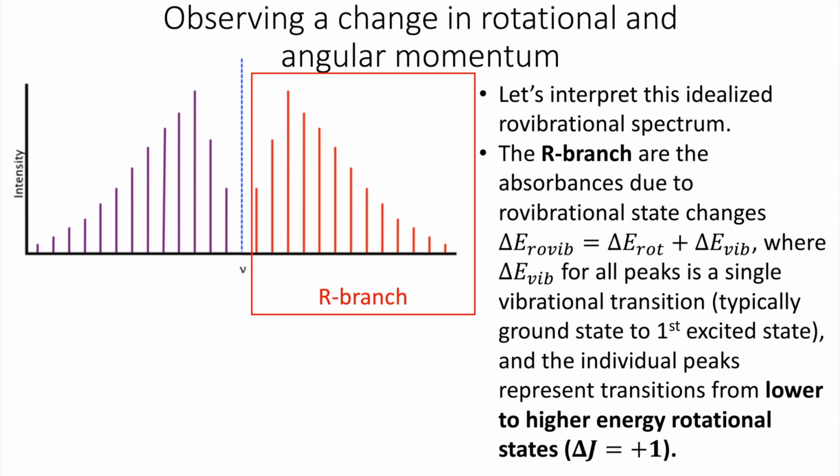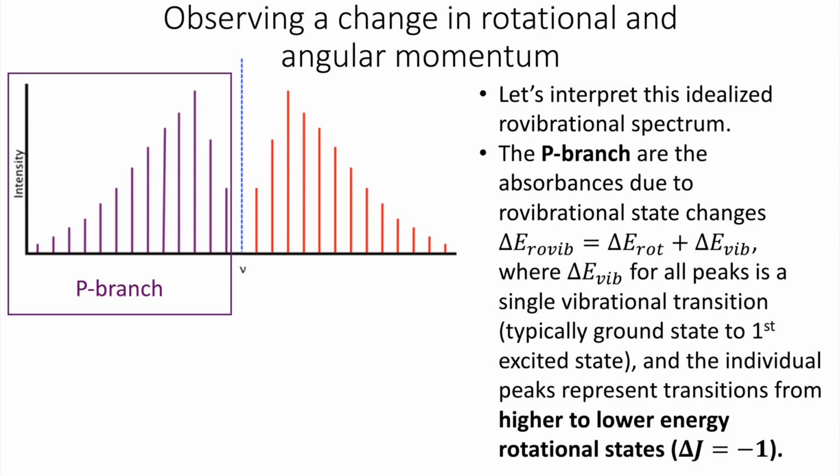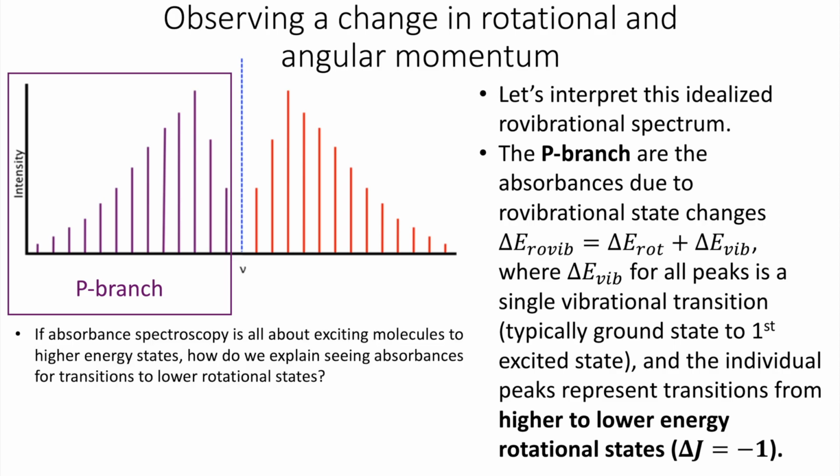So those individual peaks represent transitions going from lower to higher energy rotational states. Remember, delta J can only be plus or minus 1. J can only go up by 1 or down by 1. So these are the ones where J goes up by 1. And the P branch, that's the opposite now, right? These are cases where the rotational states go from a higher down to a lower rotational state. So these are the ones where delta J equals -1.